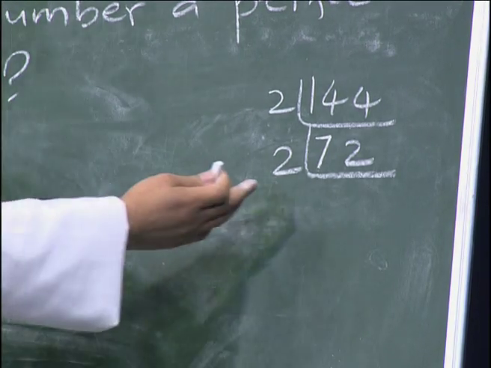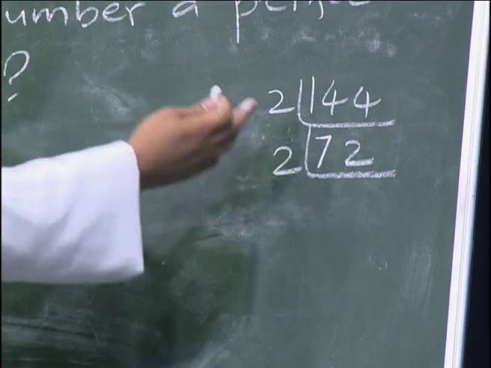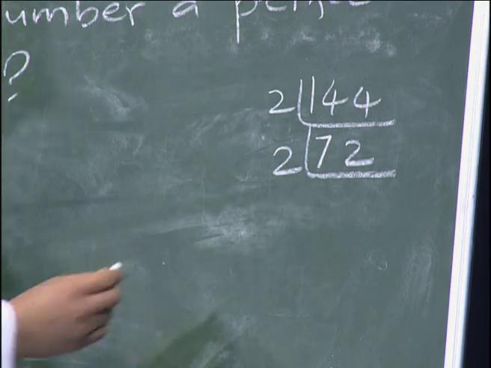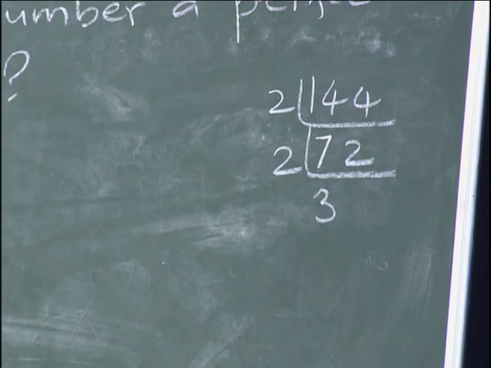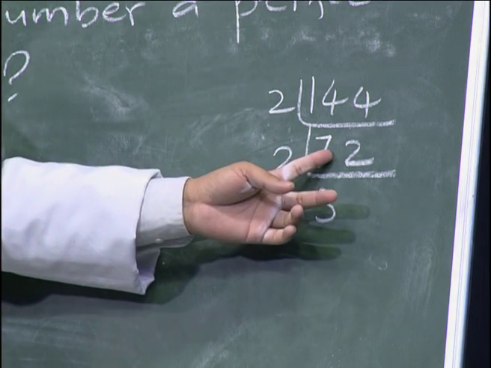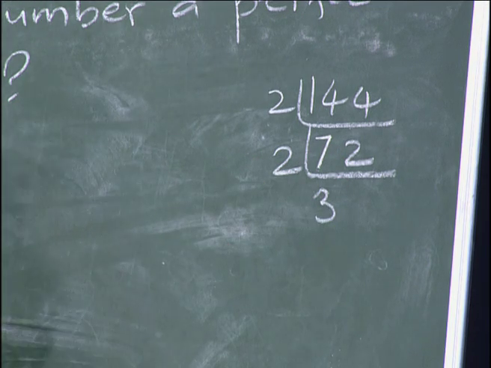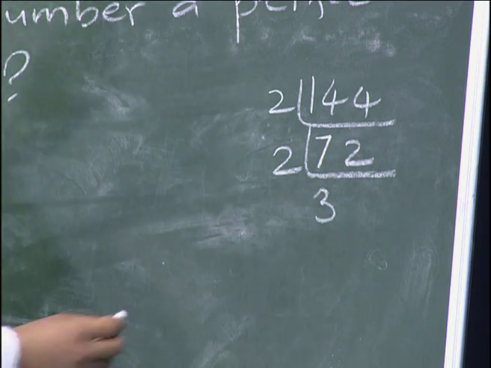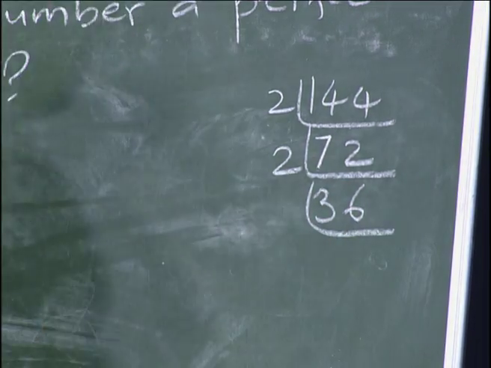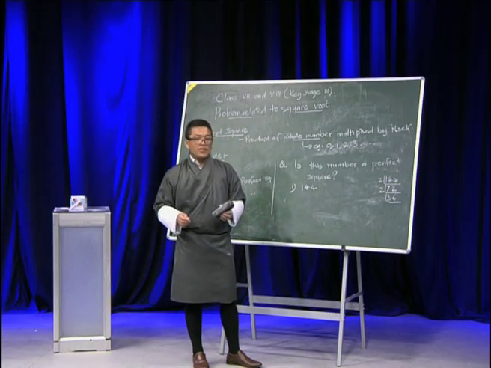Now let's first divide 7. 2, how many times is 7? 3 times, right? 2 threes are 6. Now I have 1 remaining here. 1 in the tens place with 2 is 12. 2, how many times is 12? 6 times. Now I got the number 36.